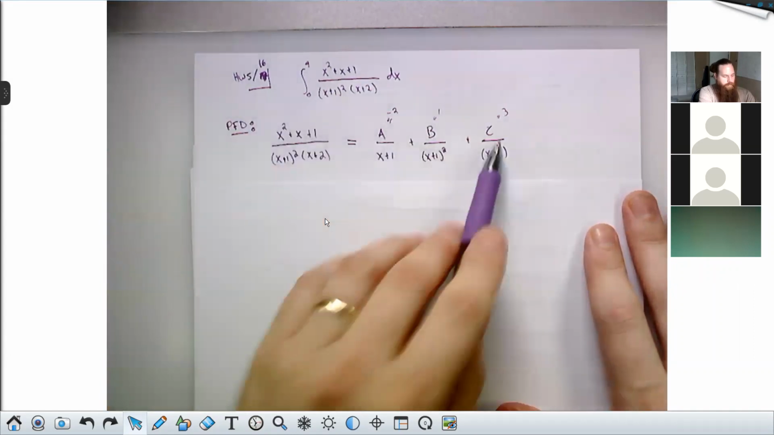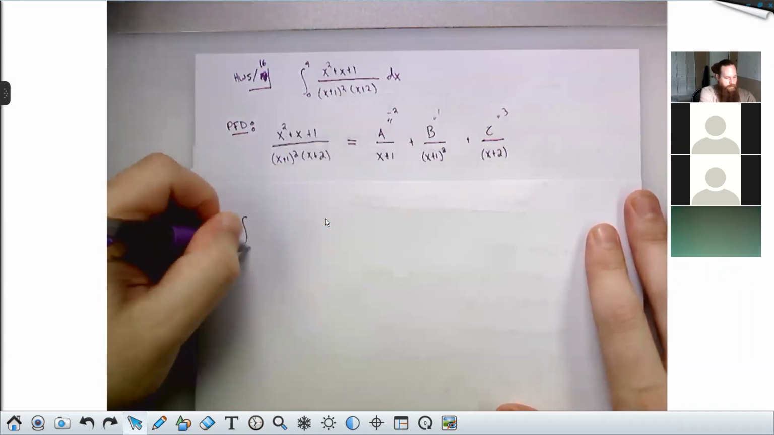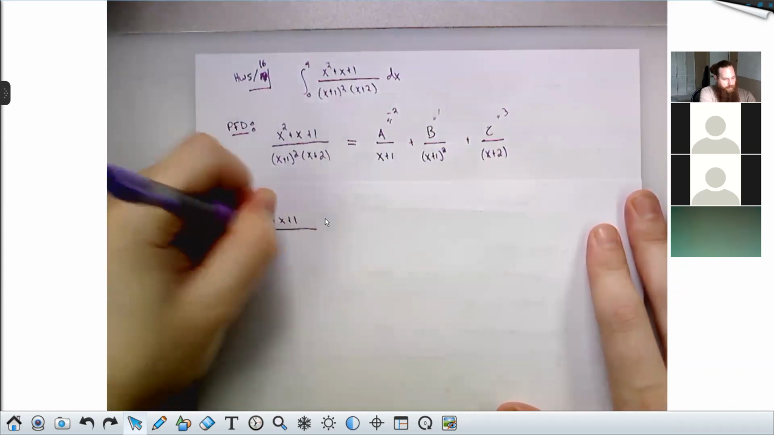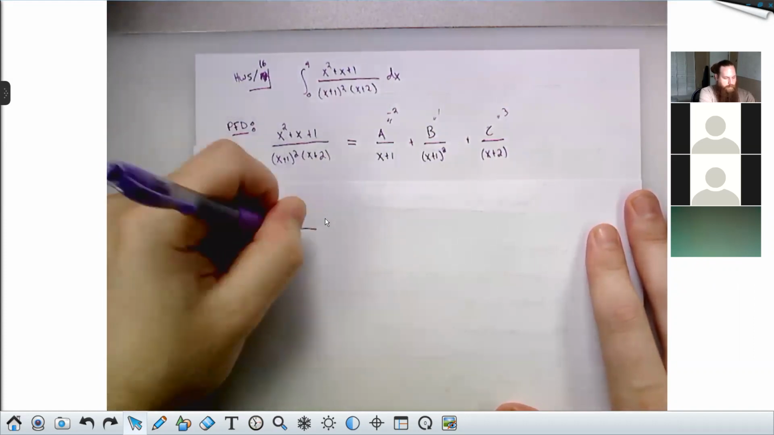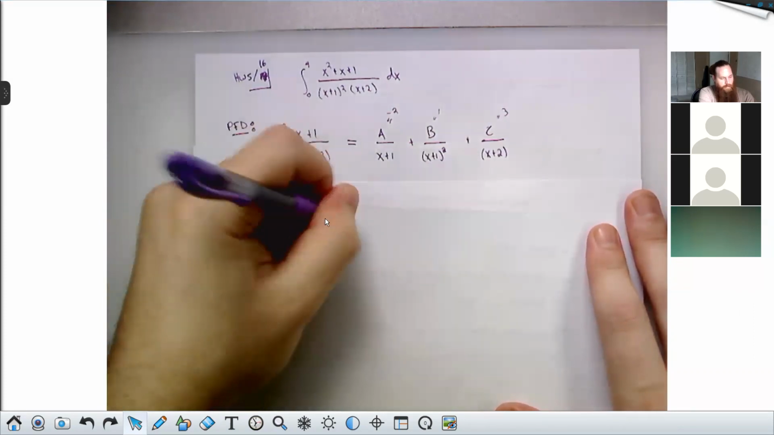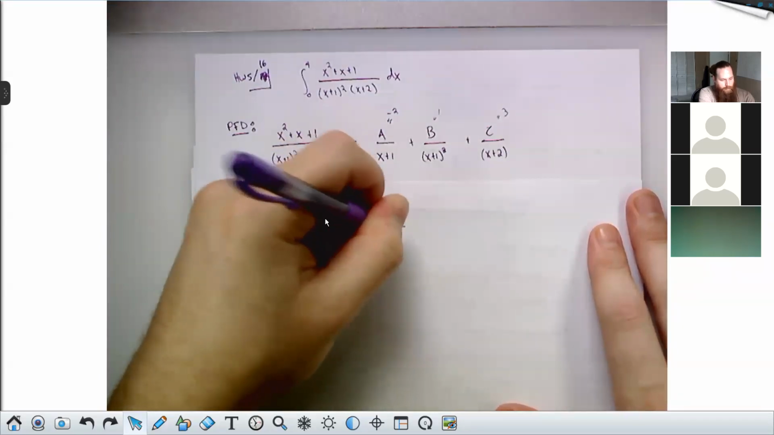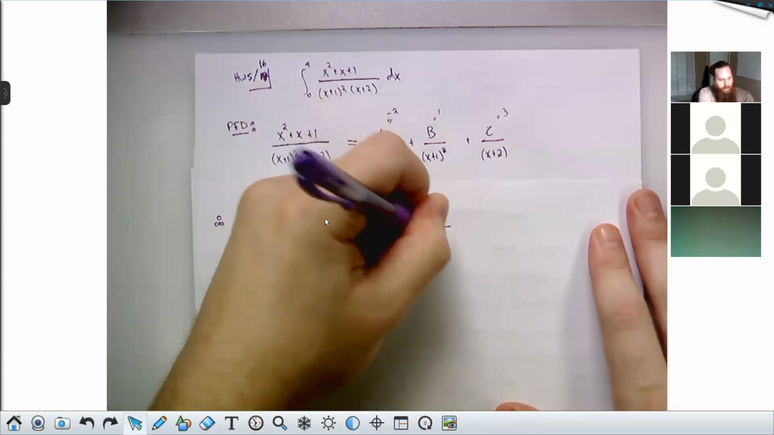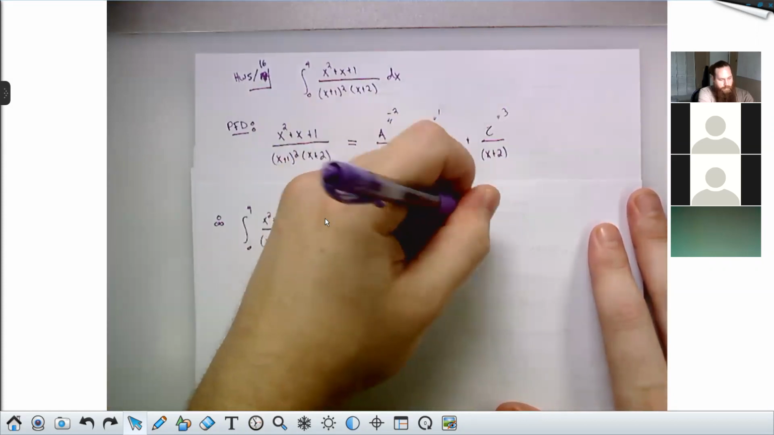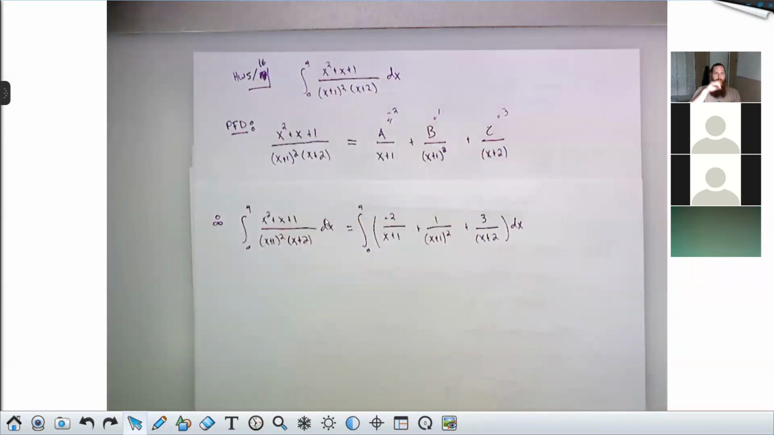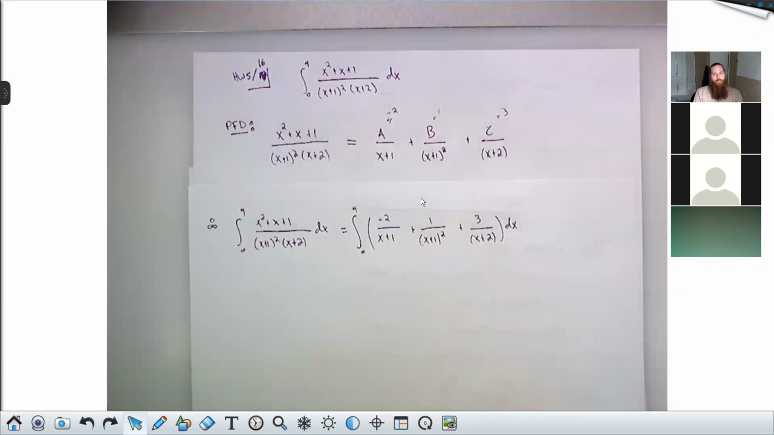Since this function is equal to these with these numbers, the integral from 0 to 4 of (x squared plus x plus 1) over ((x plus 1) squared times (x plus 2)) dx is equal to the integral from 0 to 4 of negative 2 over (x plus 1), plus 1 over (x plus 1) squared, plus 3 over (x plus 2) dx. And I can split up the integral, pop out the constants, make the appropriate substitutions, and finish the job.